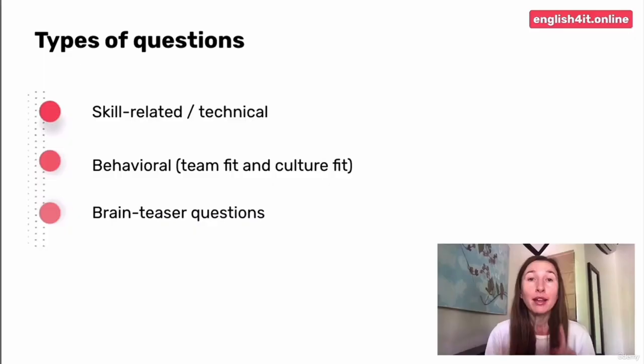When we need to prepare for a job interview, the first thing that most of us would do is find out what type of questions we are going to be asked. There are three popular types that interviewers typically ask in a job interview. Number one, skill-related or technical questions. Number two, behavioral questions. And number three, brain teasers. Let me tell you a little bit about each of the types.